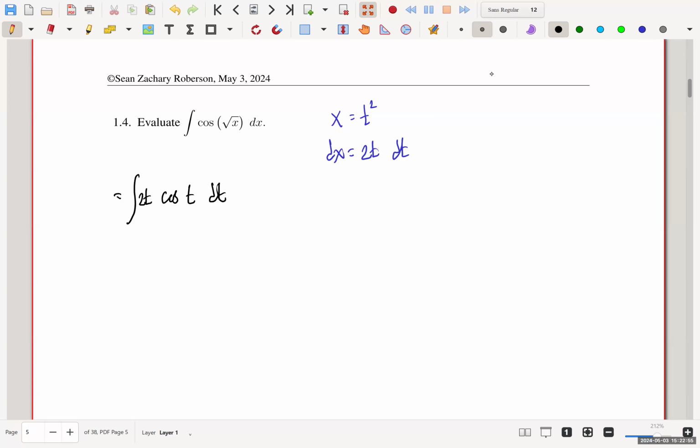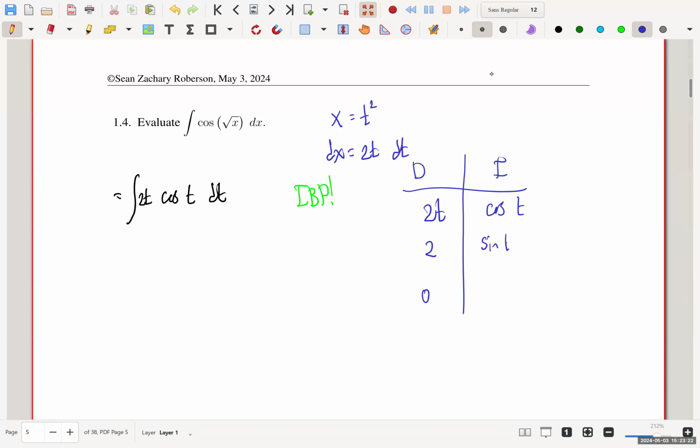We have a product of functions. So look, product of functions, okay? Polynomial, 2t, against cosine. Lends itself well to parts. So I just want to leave that there for y'all, okay? This is IBP once again. You can go ahead and use your DI method here. So 2t, cosine. Take derivatives until it vanishes. Take integrals in the other column. So sine t. And then minus cosine of t.